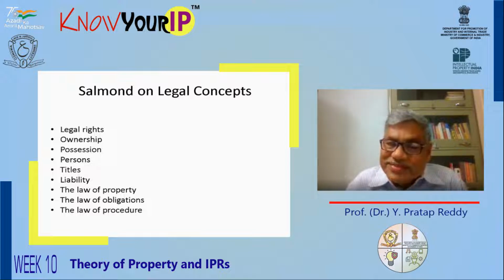To start with right, then ownership, possession, persons, titles, liability, then the law of property. It has been taken up later. Though property is the subject matter of a right, the subject matter of ownership or possession, we discuss it a little later. This is the order presented by Salmond in his Jurisprudence. Therefore, for a proper understanding of the concept of property or concept of right, one should go through all these concepts. Then only a clear picture would emerge. However, an attempt is made here in this session to have a discussion on the concept of property and the concept of right.